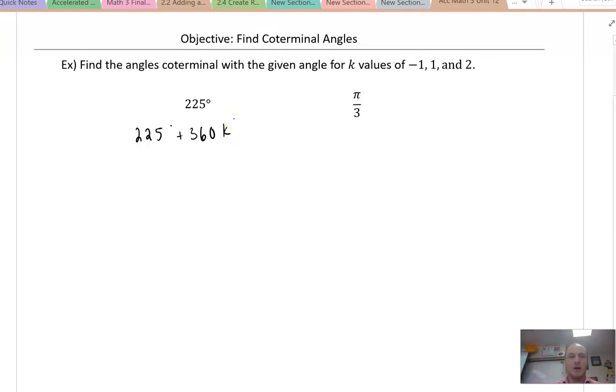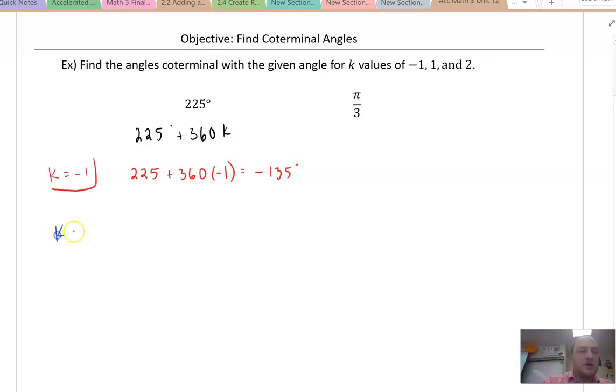But now I want to specifically identify what happens if k is -1. What I'll do is take 225 plus 360, and I'm just going to drop in -1. So we end up subtracting 360 degrees, and this gives us -135 degrees. Now I'm going to do the same thing.